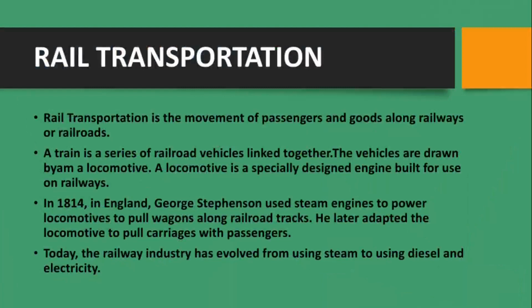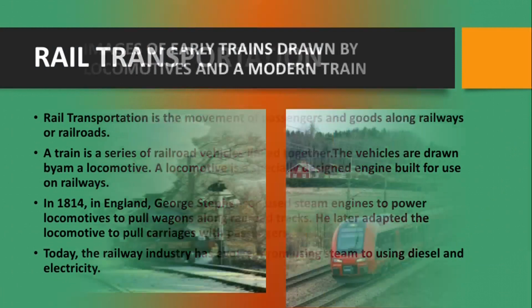We've said that the heat the steam engine produces helps to power locomotives on trains and ships. Now, in 1814 in England, George Stephenson used steam engines to power locomotives to pull wagons along the rail tracks. Then he later adopted the locomotive. Today, the railway industry has evolved from using steam to using diesel and electricity.